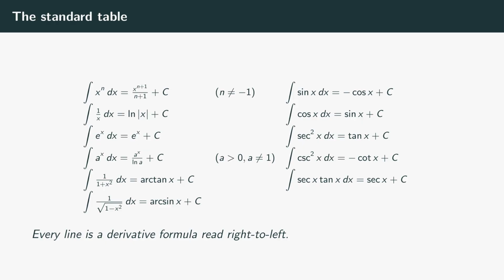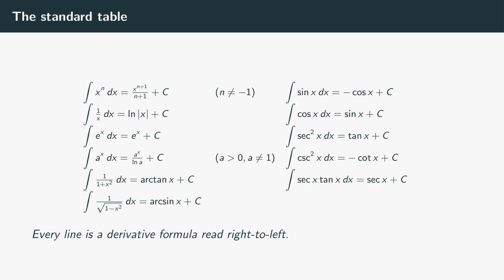For a general exponential a to the x, where a is positive and not equal to 1, the derivative is a to the x times the natural log of a, so the antiderivative is a to the x, divided by the natural log of a. Then the trig block. Derivative of sine is cosine, so antiderivative of cosine is sine. Watch the sign on the next one. Derivative of cosine is minus sine, so antiderivative of sine is minus cosine. Be careful with that minus, it bites everyone.